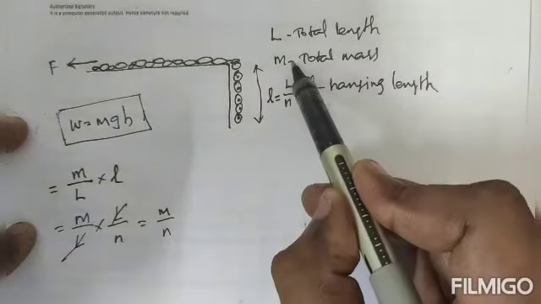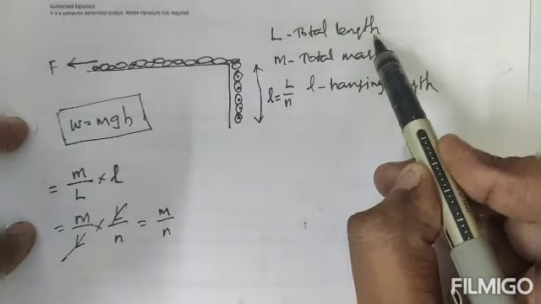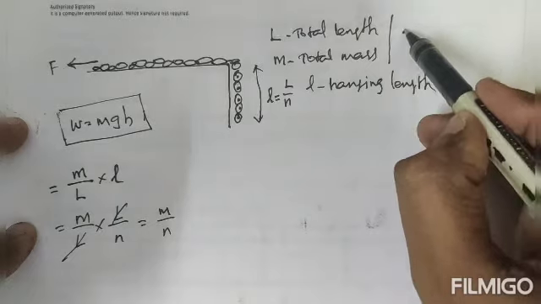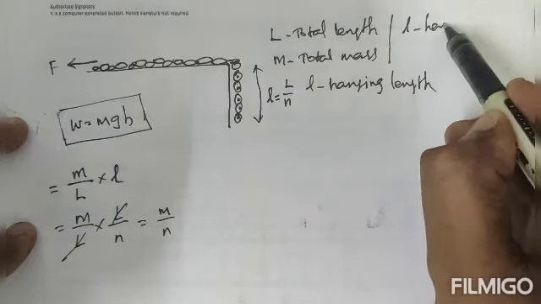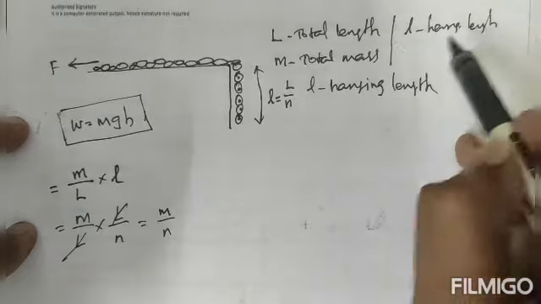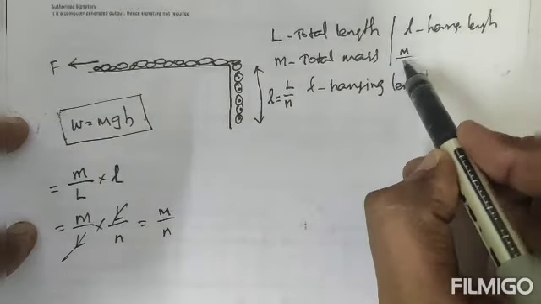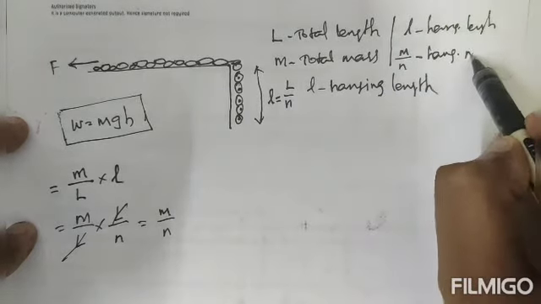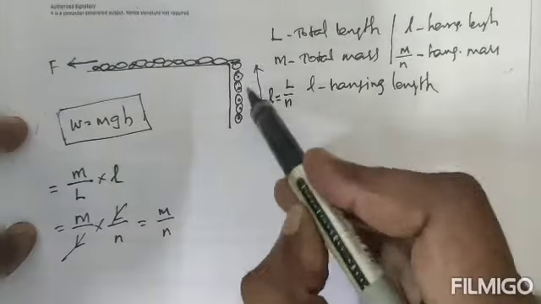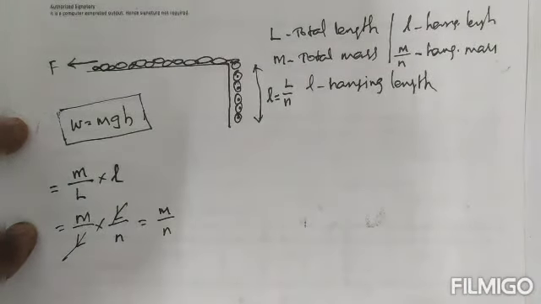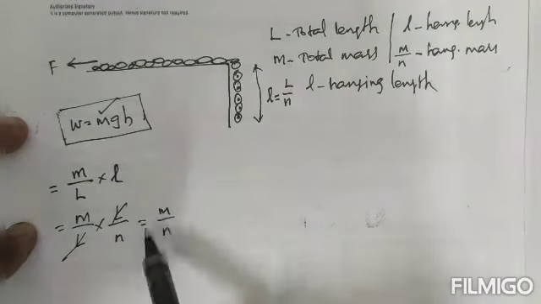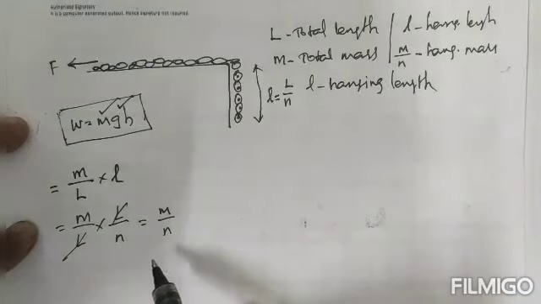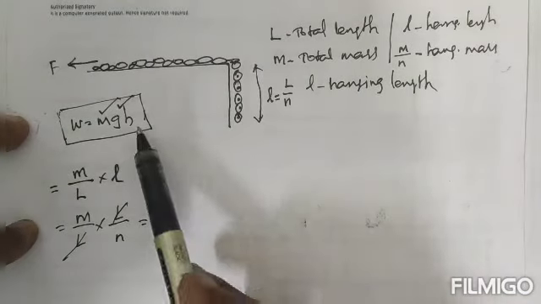So we can write: total length is L, total mass is M, and the hanging length is small l. Then M by n is the hanging mass. So now we found the hanging mass is M by n. So the m value is ready, that is, the hanging mass is ready, M by n. Next, g, gravity as usual, g alone. No changes here. And then height.